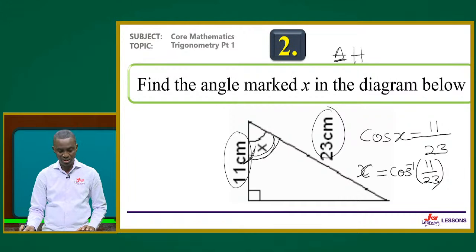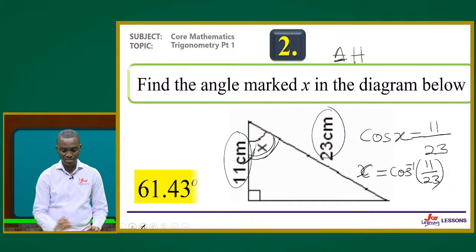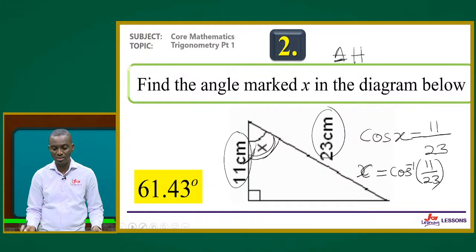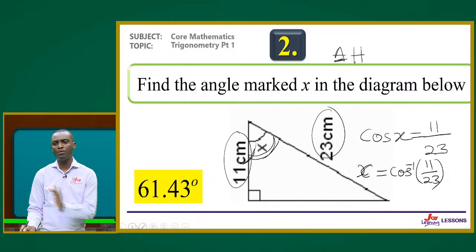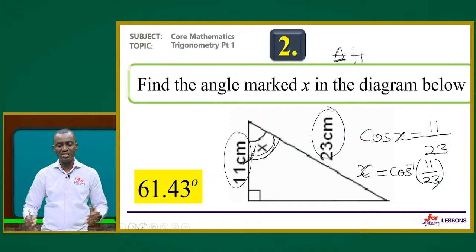So with your calculator, you can do cos inverse of 11 over 23, and the result will come as 61.43 degrees. They didn't tell us to leave it to the nearest degree, so we leave our answer the way we want it, either in nearest degree, 2 decimal places or 1 decimal place. But normally in exams, when they don't give you the number of decimal places to leave your answer, try to leave it in 3-4 decimal places, so that in case you have to use that same value to solve additional questions, your answer will not be distorted so much.